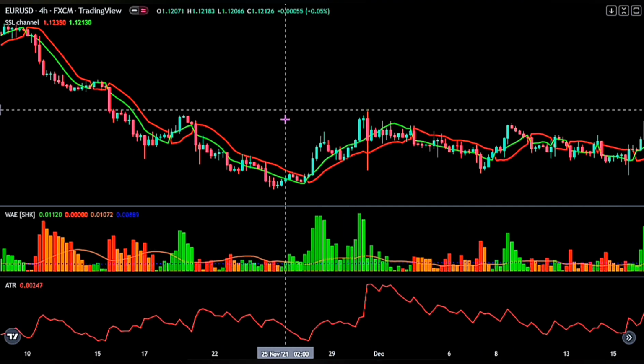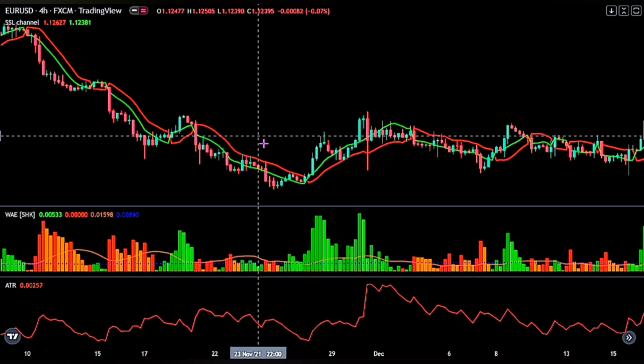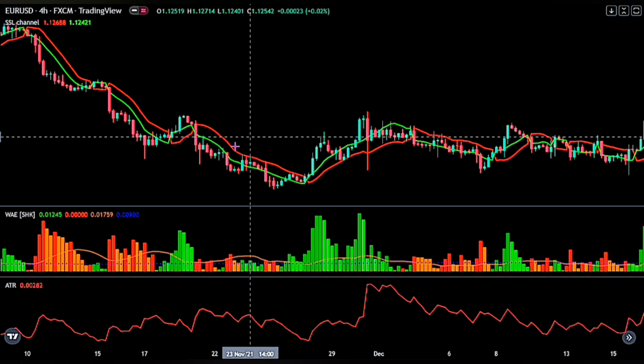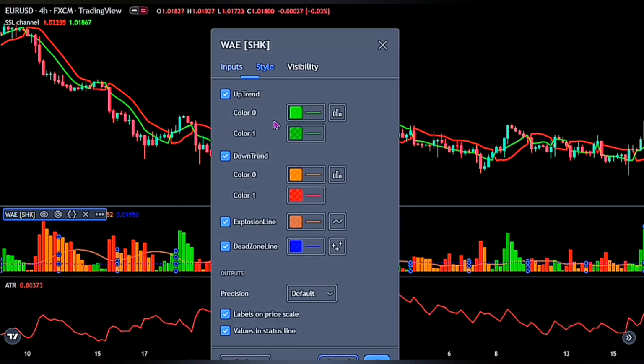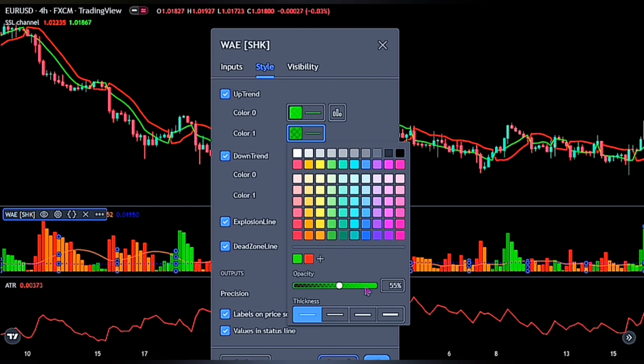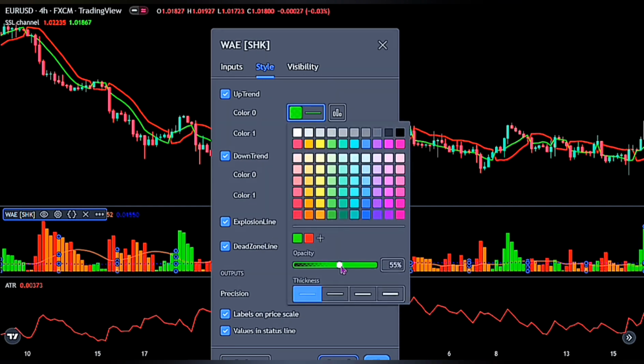So this is what our chart would look like. For this strategy, let's go ahead and adjust the settings for this indicator. Now double click on the Waddah Attar Explosion. I want you to head over to the style. Now go ahead and increase the opacity for this setting for better visualization. And when you are done, go ahead and click on the OK button.